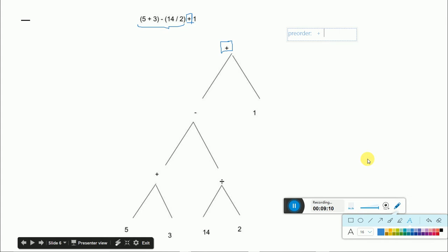And then we're talking about everything that's on that left side. And for each sub-component, we're going to do the same thing. So we're going to look at, okay, what's on the left side over here? We start off with a subtraction sign. So I'm going to put the subtraction sign next.